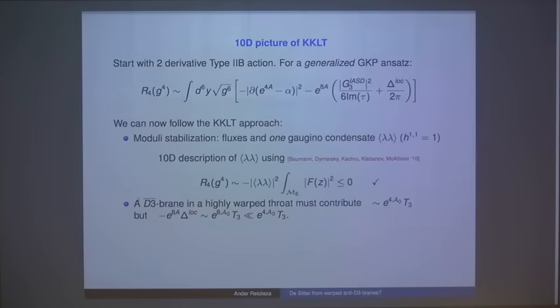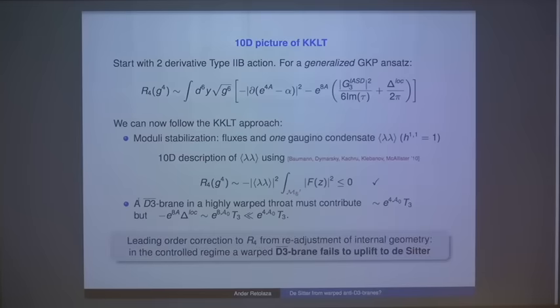So what this is telling us is that even when you put the anti-D3 brane, the new contribution is negligible, and the leading order contribution to the vacuum energy is still given by this formula here, where the internal space has readjusted such that somehow you're obtaining an increase on the vacuum energy that scales like this. Therefore, this is telling us that, in the control regime, an anti-D3 brane happens to fail to uplift to de Sitter. Thank you.